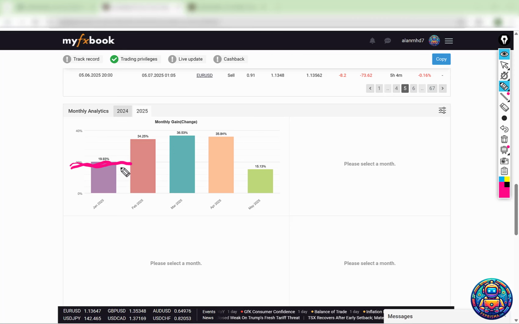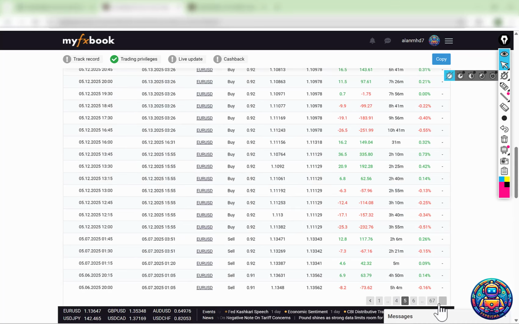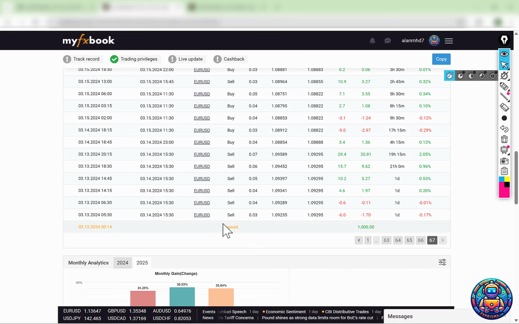So you can see the average profit per month is more than 20%, and while the majority of robots were blown out and did not work during the trade war, this robot proved to be working even in the worst market conditions. So you can see he started with 1000 USD and the lot size 0.03, then 0.04.